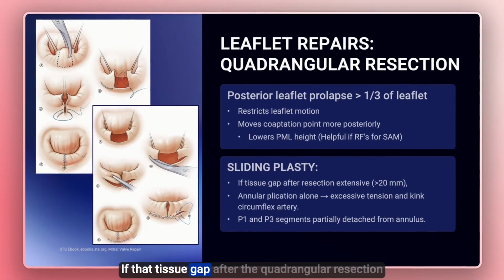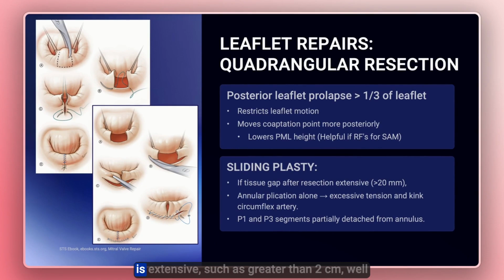If that tissue gap after the quadrangular resection is extensive, such as greater than 2 centimeters, well, a sliding plasty can be added to this as well. That's because if you only tried to close that defect with sutures with a large defect, it can result in excessive tension on those leaflets and possible repair failure, or it can even kink the circumflex artery by putting too much tension around the annulus.